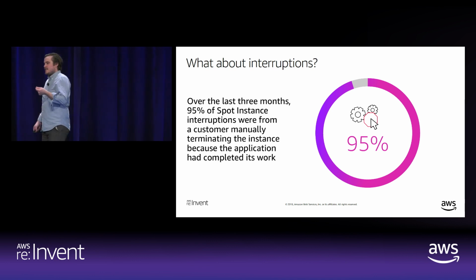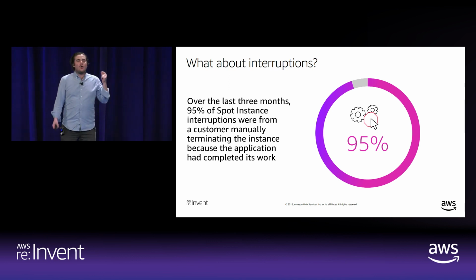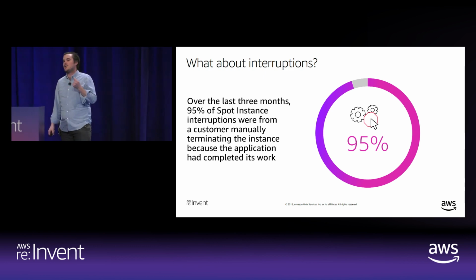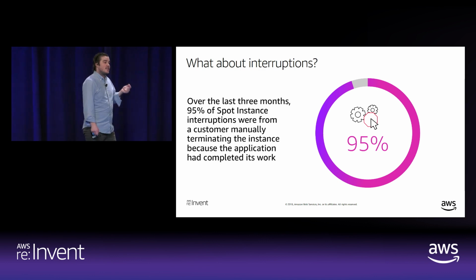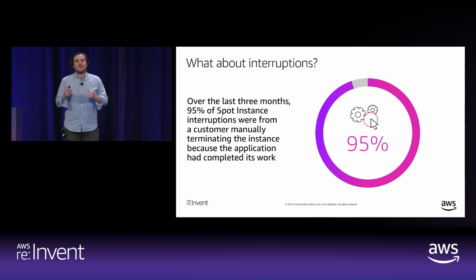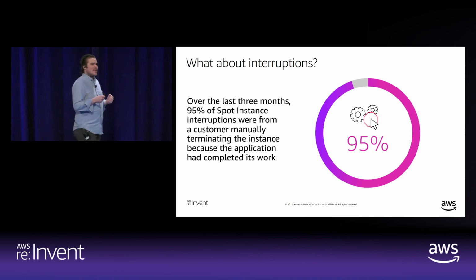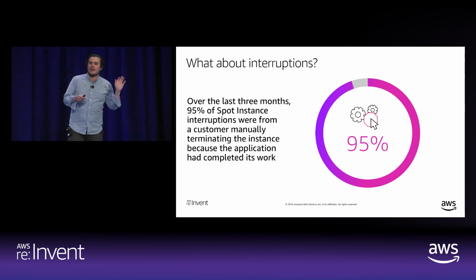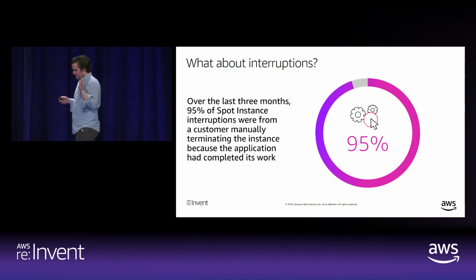The reality is, and that's what this stat is saying, over 95% of the time, customers finish their own work and turn the Spot instances off themselves. So less than 5% of the time is Amazon actually interrupting customers. To use Spot instances, you must be prepared and able to handle an interruption. Do not confuse that with this idea that it's going to happen all the time. Over 95% of the time, customers finish their work and turn instances off themselves.